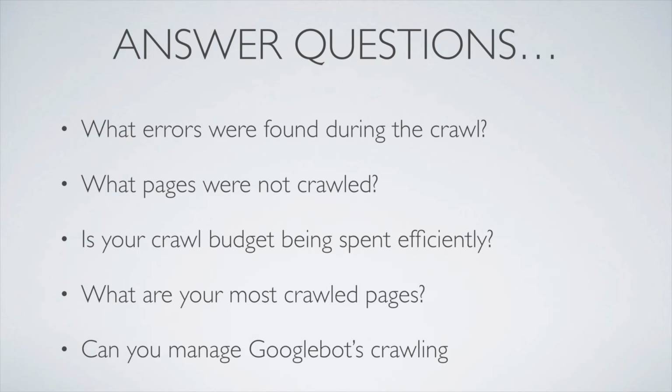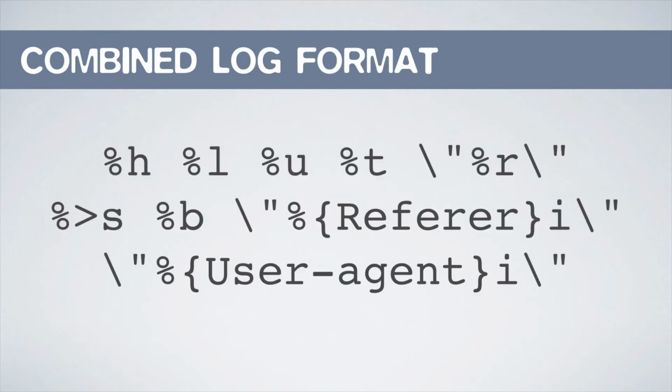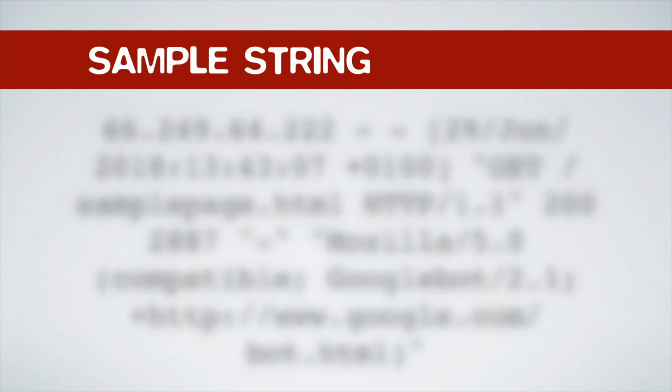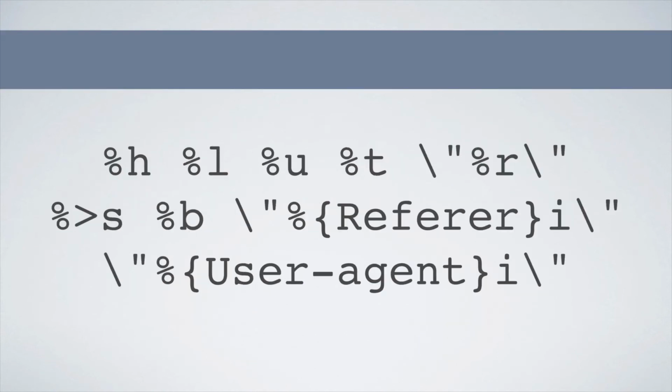Before we bother to log into SEMrush, we need an access.log file in the proper format from our web server. The proper file format is combined log format, and it uses the following structure. You can see a sample string here. Mind you, you need to make sure this file is uncompressed and less than 1 gigabyte in size for SEMrush to be able to read it.